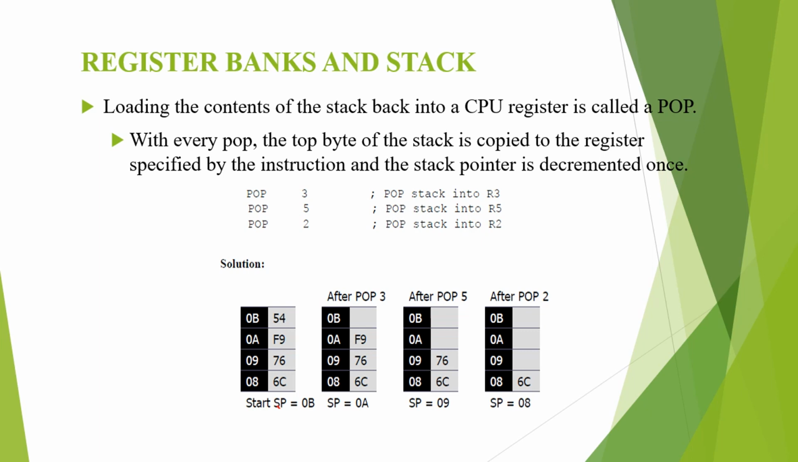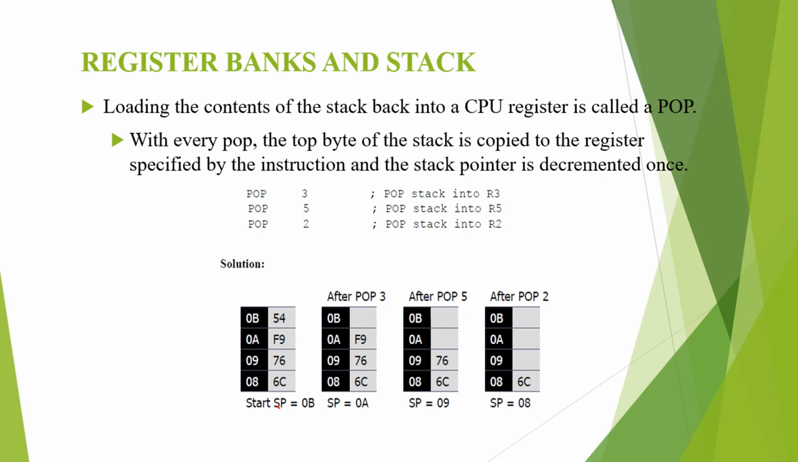So pop 3 means the content of the stack will be copied to register R3. Pop 5 means the content of the stack will be copied to register R5. Pop 2 means the content of the stack will be copied to register R2. So the stack pointer will be currently pointing to the 0B location. So we have the values in the locations 08, 09, 0A, 0B.